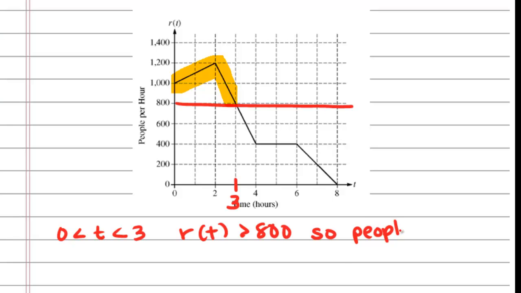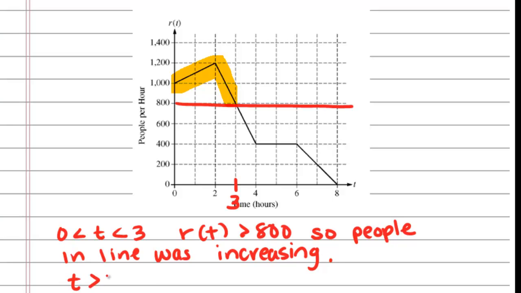So the number of people were increasing between 0 and 3. However, from 3 to 4, and actually 3 and beyond, the rate at which people were leaving the line was greater than the rate at which people were arriving. Therefore, the population function itself of people in line is going to be decreasing.